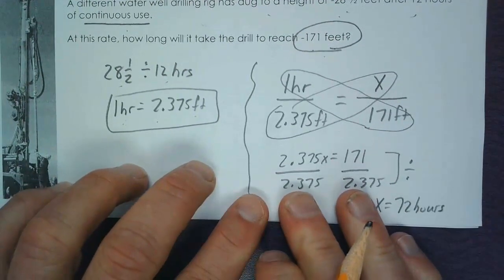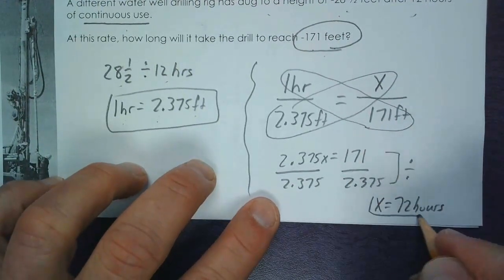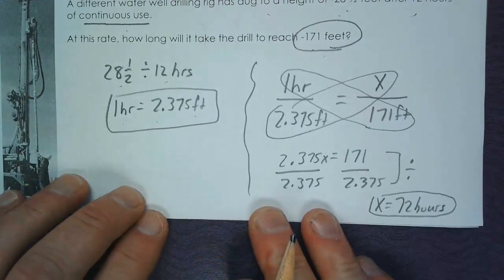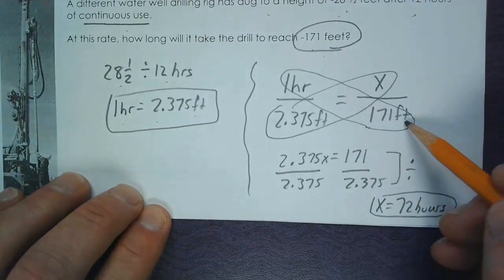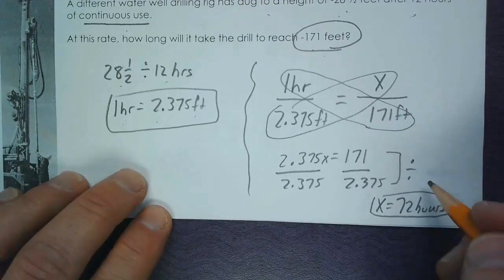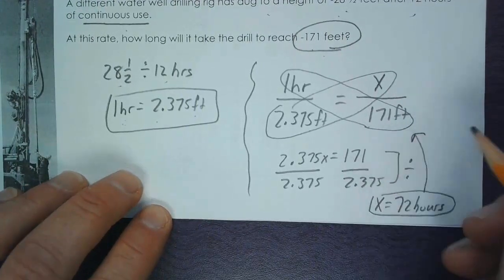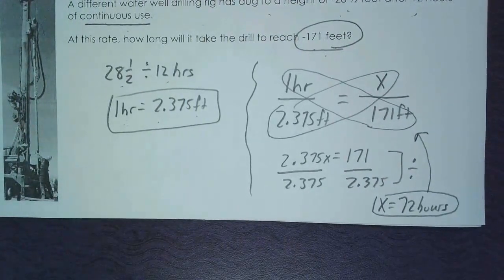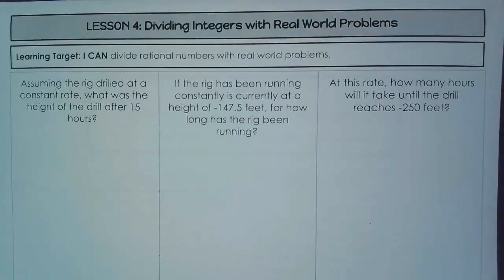hours. Now, what does that mean? Well, in 72 hours, the rig can dig 171 feet. So there is an example of the word problem. Okay, now we're going to work the 3 problems at the top.